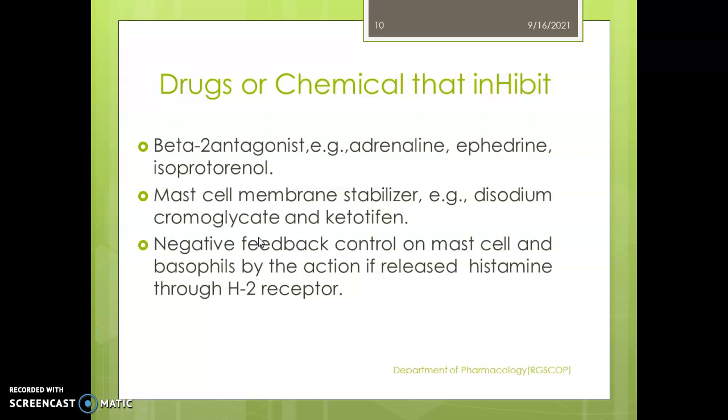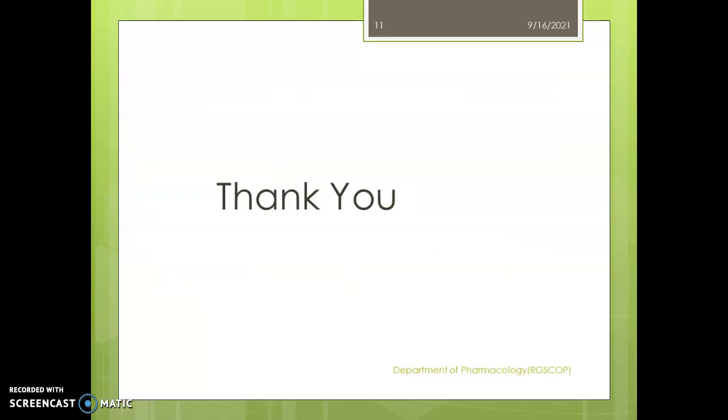And lastly, thank you very much for your patience in listening. In these 10 slides we have discussed what is an autacoid, what is histamine, how it gets biosynthesized, where it is stored, how it gets metabolized, how it gets excreted, and how it gets liberated and inhibited by different types of drugs or chemicals.